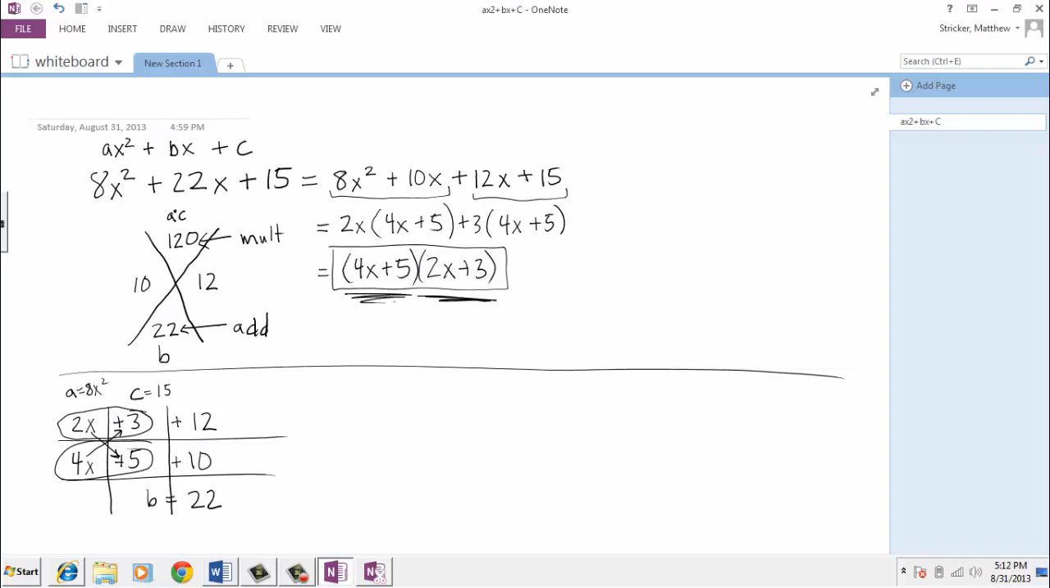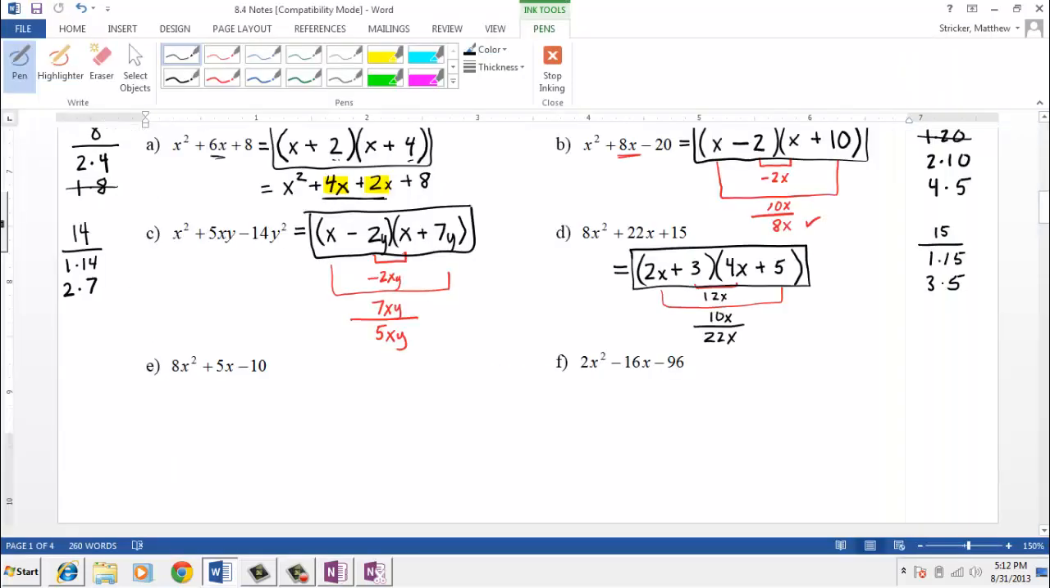If you haven't seen that method before, don't worry about it. It's not important. You can use either one of these methods. You can use maybe another method that you learned in your algebra class. You can use this guess and check method like we talked about in the notes already. The choice is yours. You just need to know how to factor.